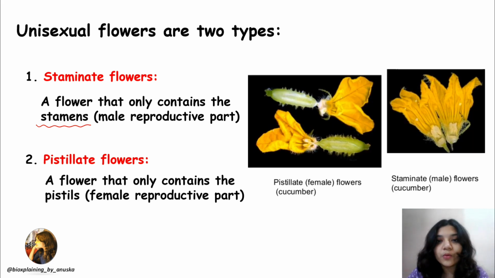So for example, what we can see here is cucumber has different flowers for containing the male part and the female part. It has separate pistillate flowers and it has separate staminate flowers. So all these flowers are of the unisexual type, that they contain only one sex organ.